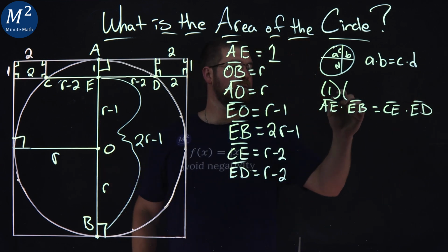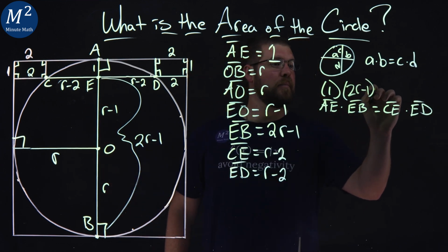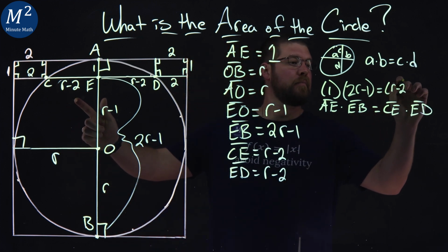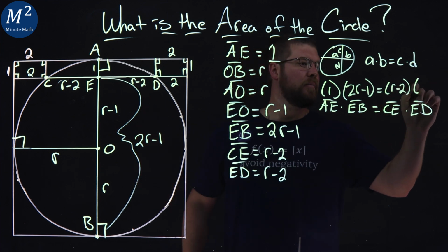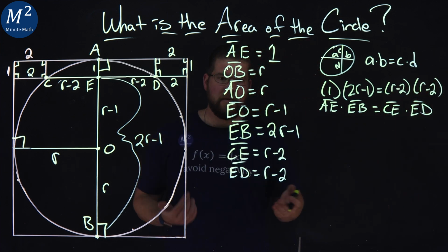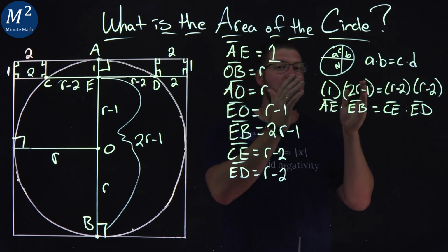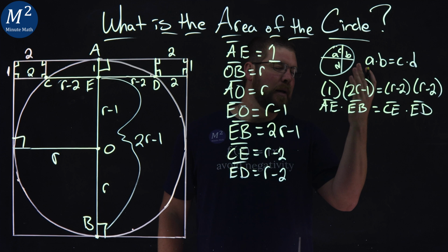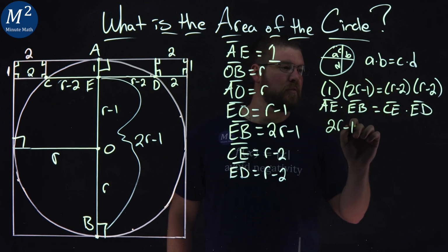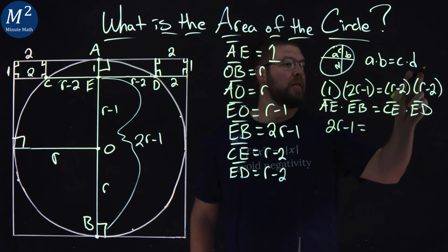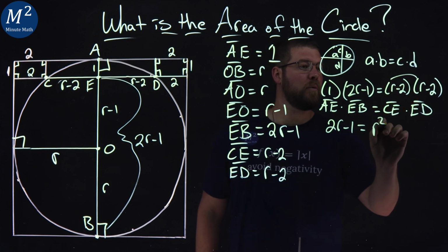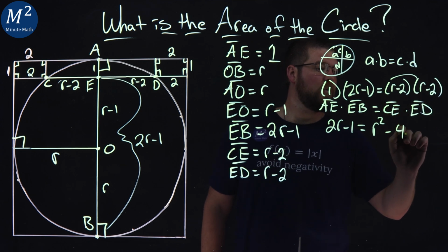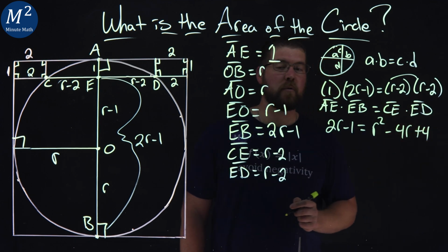Okay, so we have 1 times 2R minus 1 is equal to CE, R minus 2, times ED, again R minus a 2. And this is actually beneficial because look, now we have one equation with one variable. We can solve for that variable. Well, 1 times anything is itself, so we have 2R minus 1 here, is equal to, let's multiply this out. We have R times R is R squared, minus 4R plus a 4.